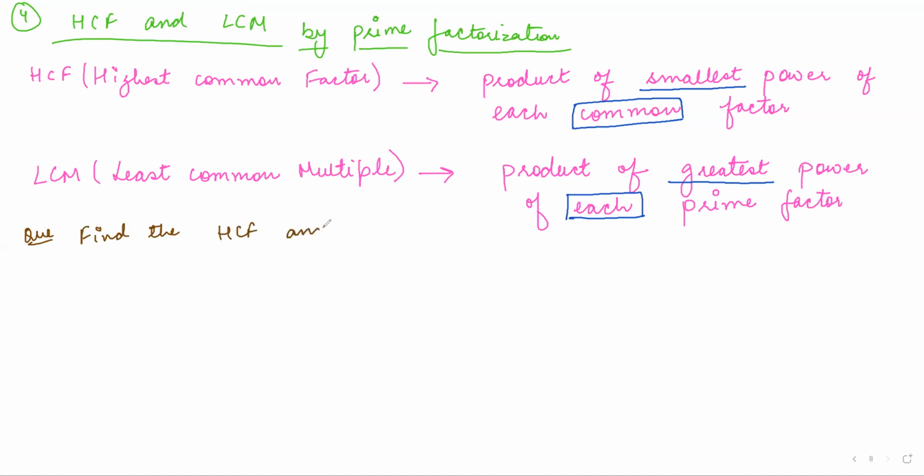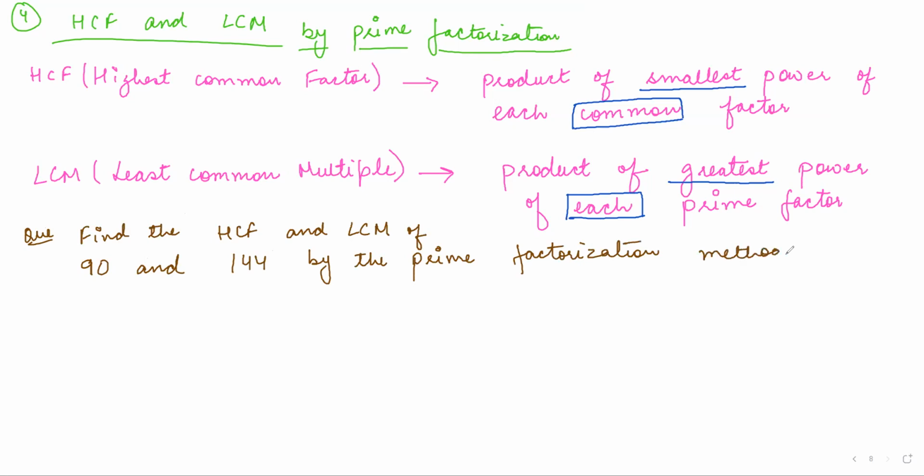Find the HCF and LCM of 90 and 144 by the prime factorization method. Right? Okay, so how do we do it? First of all, do prime factorization of 90. I can start with 3. 3 into 3 and then 0. Then 3 into 1 and 0. Then 2 into 5, 5 into 1. So 90 can be written as 3 into 3 into 2 into 5, which I can write as 3 to the power 2 into 2 to the power 1 into 5 to the power 1. Is that clear?